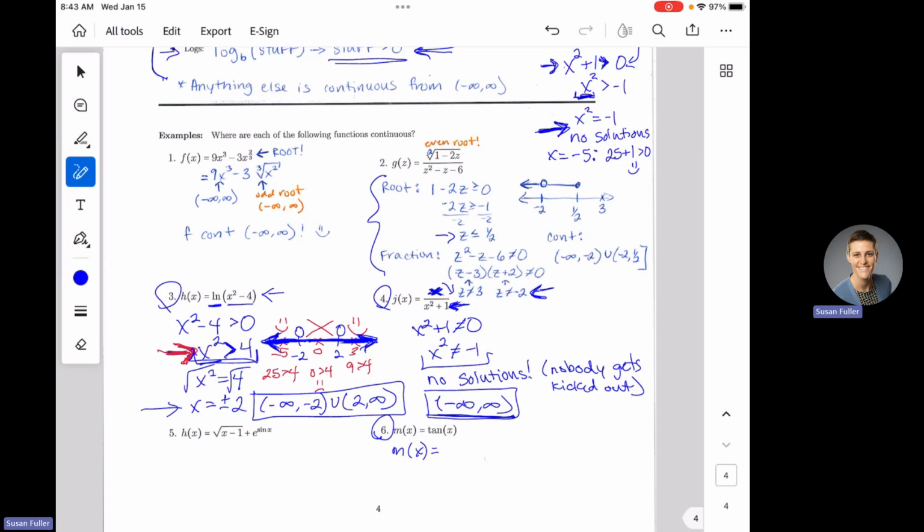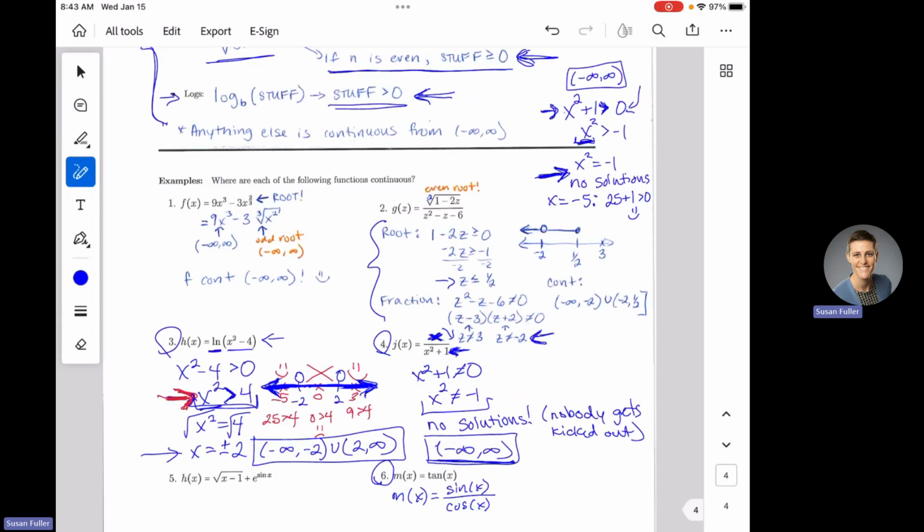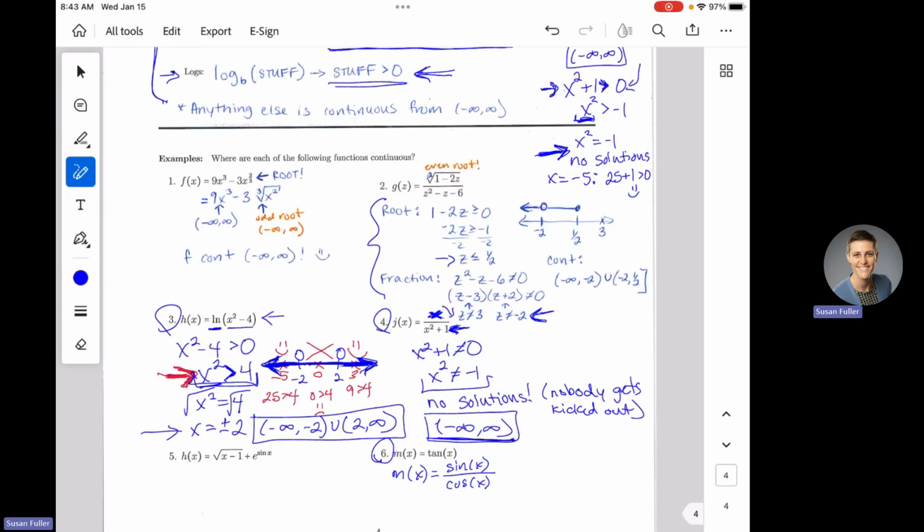Tangent can be written as sine of x over cosine of x. Hopefully that's still in there. Our identities haven't completely left the building. So tangent is sine over cosine. It's a fraction. So I want you to just be careful with these quotient and reciprocal functions in trig.